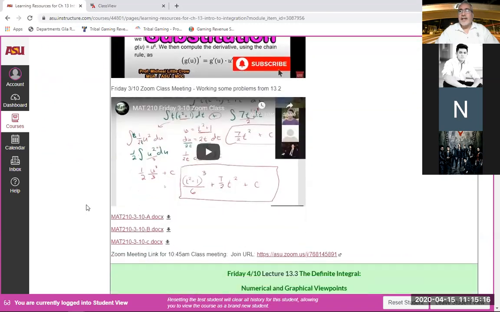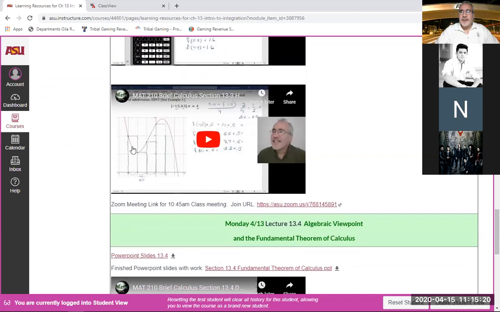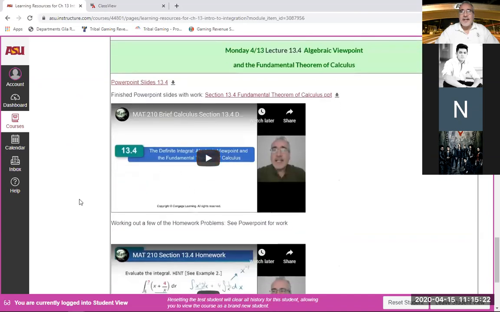And in 14 primarily it'll all be applications. So we'll use some of these definite integrals to solve some things. I took a quick look at the last one. Yeah, I think that's primarily what we're doing now, just applying these to problems.